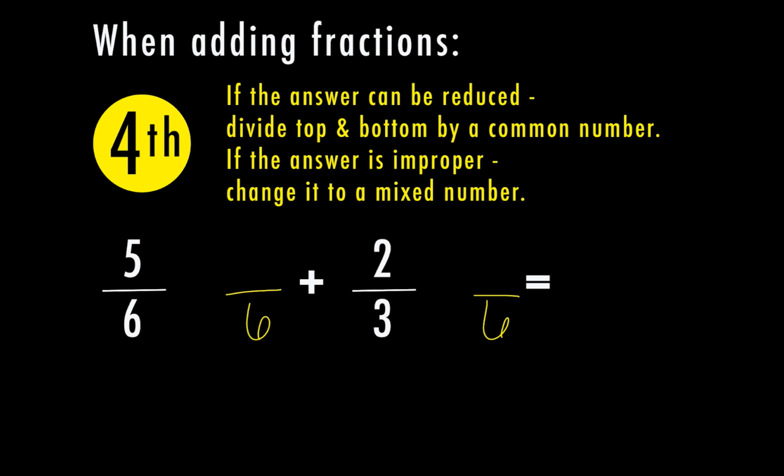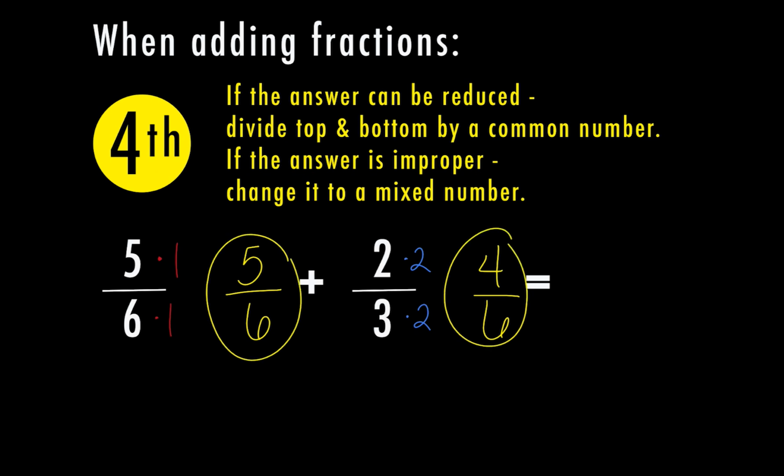So now I have to make sure that both my numerators are going to change by the same value. And so here, 6 times 1 means on the top I'm going to do 5 times 1. 5 times 1 equals 5. For the other side, 3 goes into 6 2 times, so I also have to multiply my numerator times 2. 2 times 2 is 4. Okay, once I have those common denominators, I can go ahead and add those together. So we're going to add the numerators. 5 plus 4 on the top equals 9, and then 6, my denominator, stays the same.